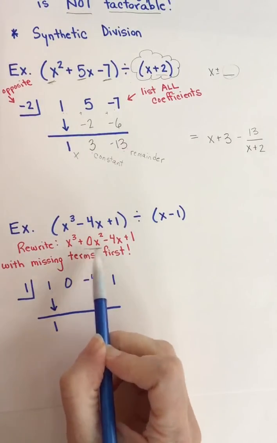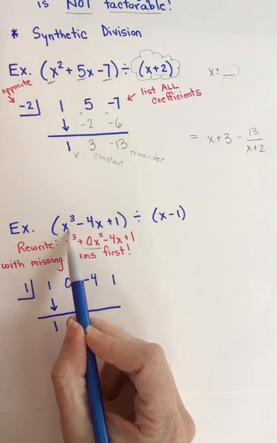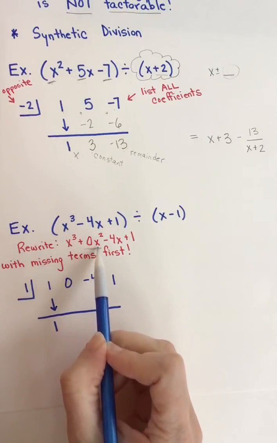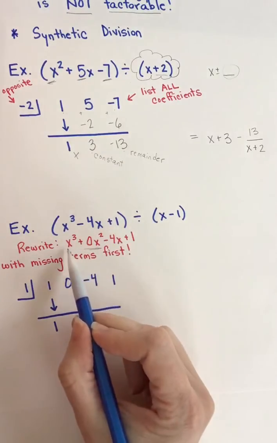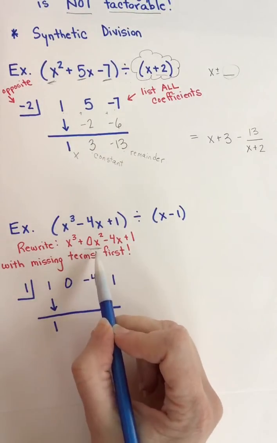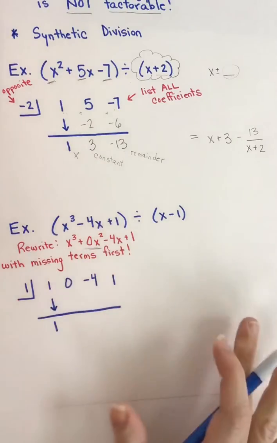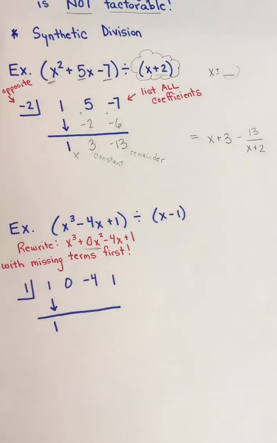Okay, one of the little tricks of synthetic division happens when we are missing a power of x. So in this case, I have an x cubed, but I'm missing an x squared. I do have an x, I do have a number. So the first thing I need to do is rewrite it. Anything that's missing gets a 0 because I need a column in my synthetic division to figure out that 0.